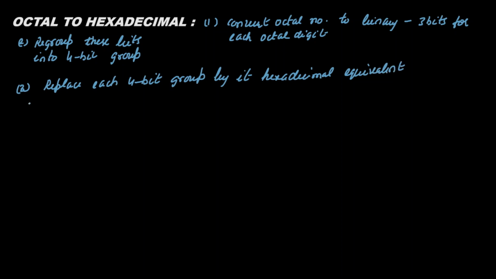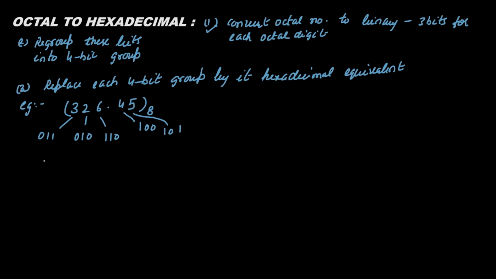This will be easier to understand if we consider an example. Suppose we have an octal number, 326.45. This is the octal number that we have. So the first step is that we have to convert it to binary by writing 3 bits for each octal digit. So for 3 the binary is 011, for 2 the binary is 010, and for 6 the binary is 110. Similarly for 4 also we will write binary, that is 100, and for 5 it is 101.